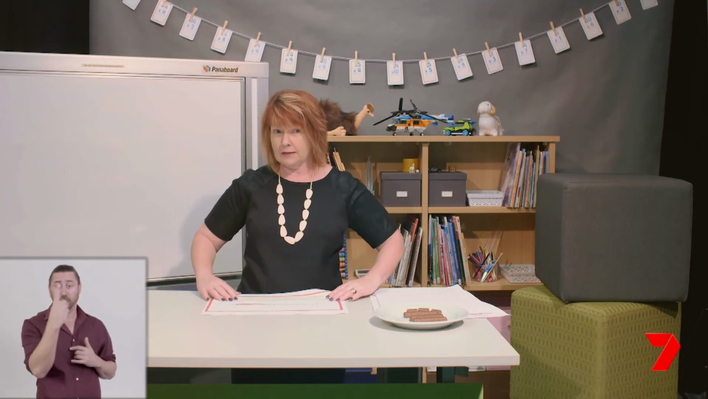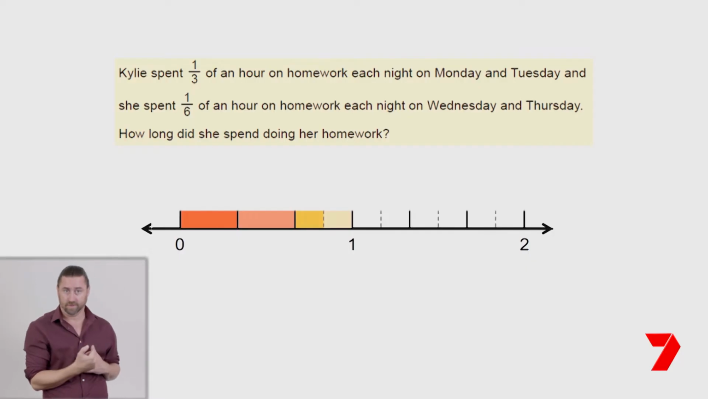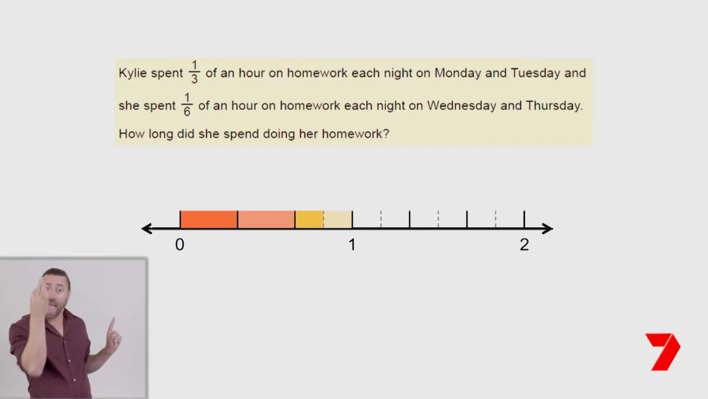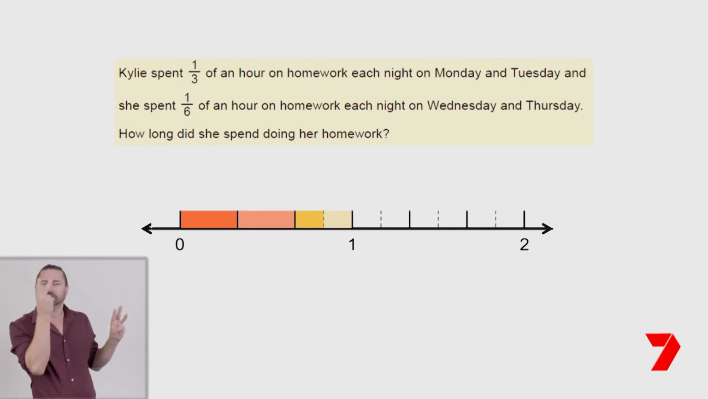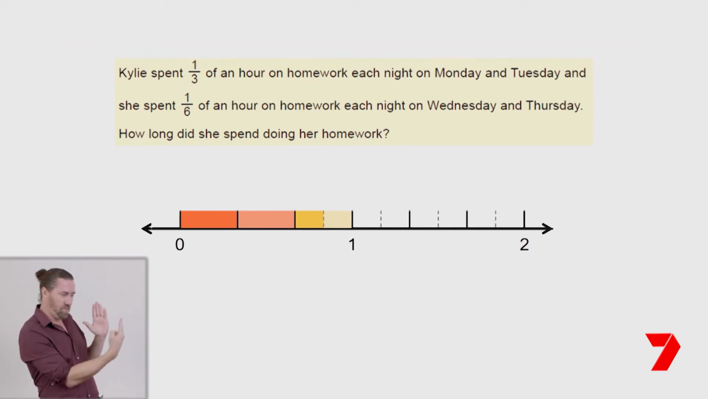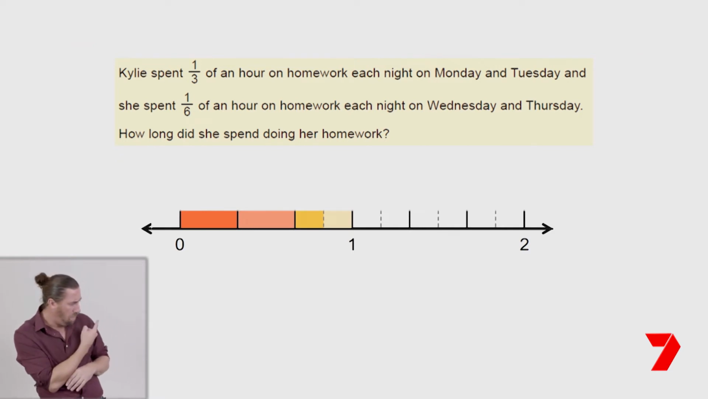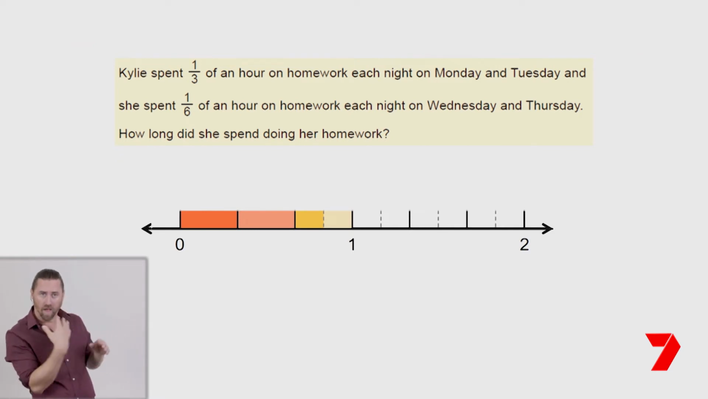I know that thirds and sixths are related fractions, so I'm going to draw a number line that shows both thirds and sixths. Here's one I did before. Each hour has been split into 3 parts using dark lines to show the thirds, and each of the thirds have been split into 2 parts using lighter lines to show sixths. My number line here shows each hour split into both thirds and sixths.